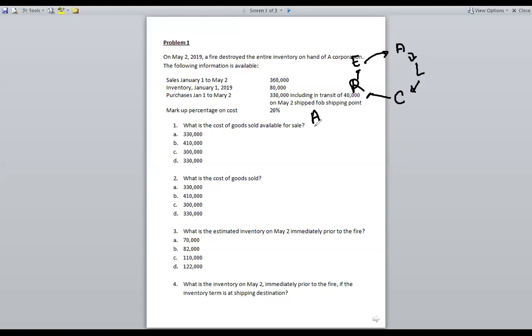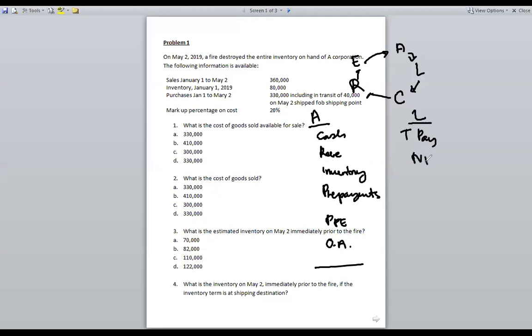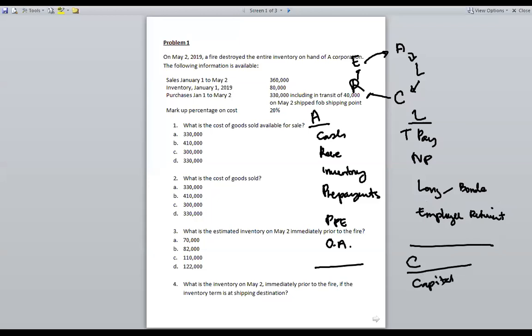Okay, so under assets, you have cash, you have receivable, you have inventory, you have prepayments. You also have your property, plant, and equipment. You have the other assets. And then for liabilities, you have the payables or the trade payables. You have the notes payable, you have the long-term payable that includes maybe your bonds payable. And then of course you have the employee retirement payable. And then for capital, of course, you have the stockholders equity that includes the capital, the number of shares, the APIC. So all of these guys, you should somehow master every area of this.